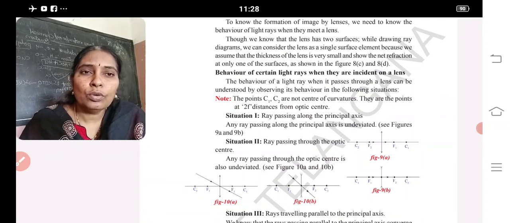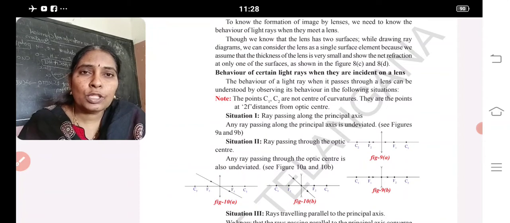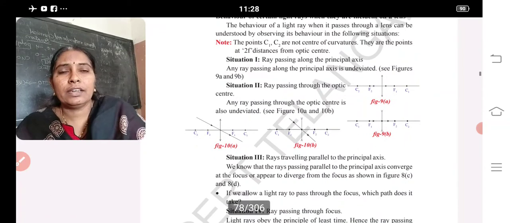Now here you can see 10a and 10b. They are passing through the optic center. The center of the lens is said to be the optic center. 10a is a convex lens, 10b is a concave lens. So any ray passing through the optic center is an undeviated ray. First situation, any ray passing along the principal axis is an undeviated ray in the case of convex lens and concave lens. And any ray passing through the optic center is also an undeviated ray.